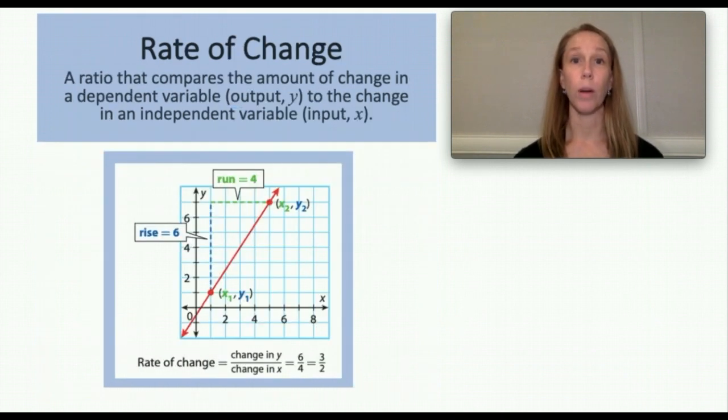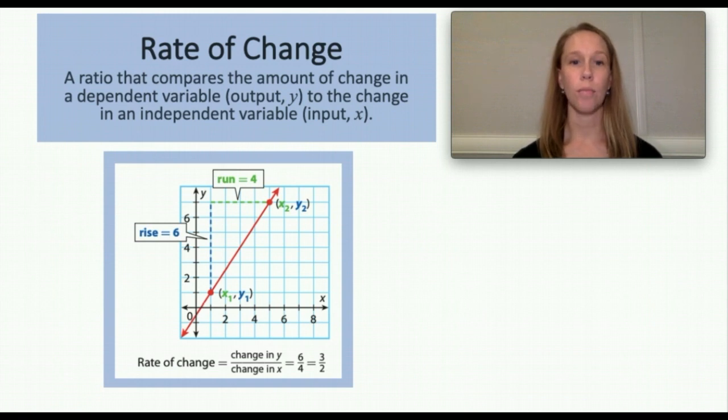And the final one is rate of change. We've talked about unit rate, we've talked about rate of change, and it's simply a ratio that compares the amount of change in the dependent variable, or the output, the y, which depends on what x does, to the change in the independent variable, or the input x.